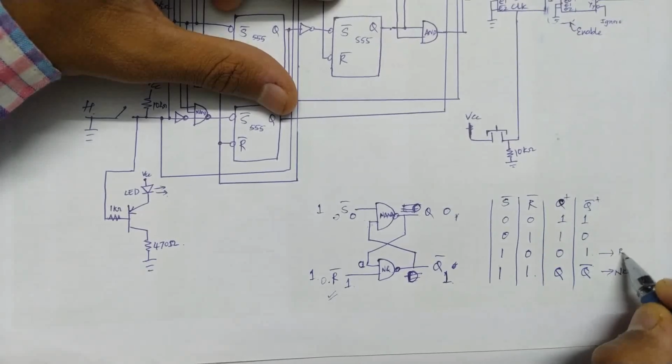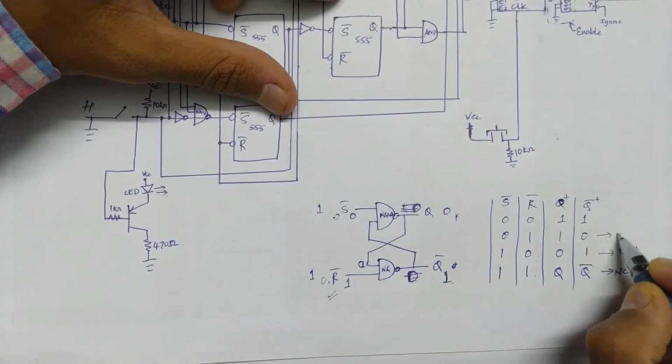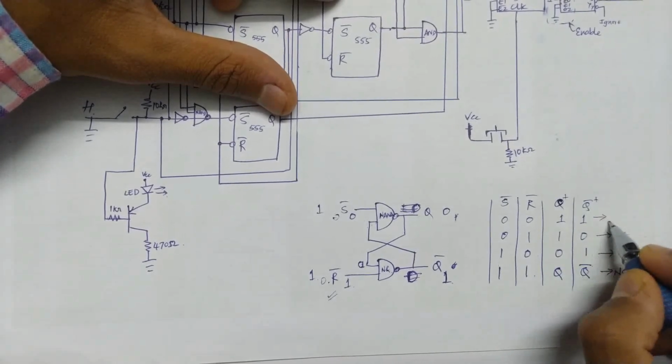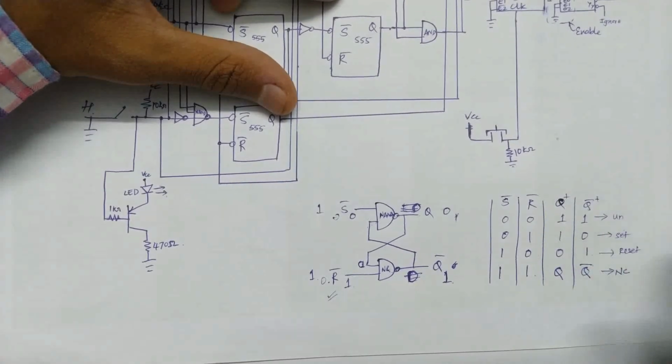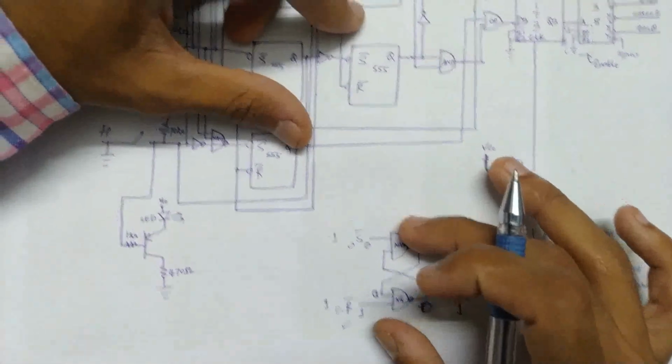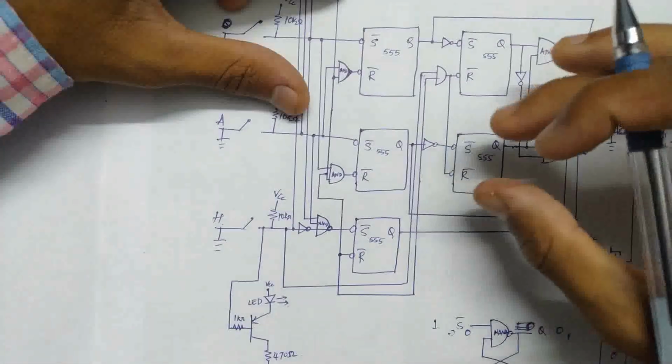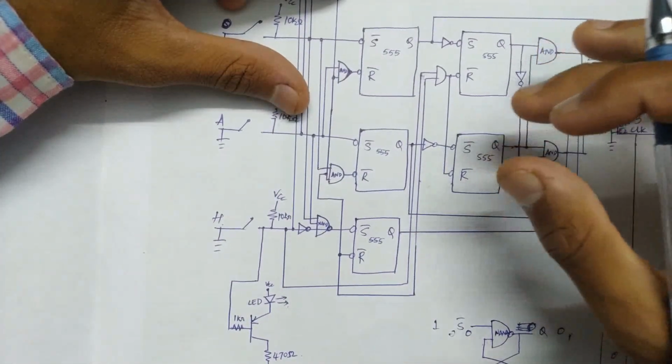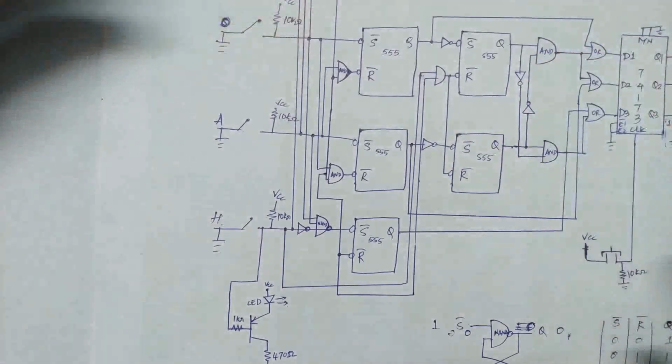This is the reset state, this is the set state, and this is the unpredictable state. So this is basically how an S bar R bar latch works, and this particular S bar R bar latch is already present in a 555 timer IC. Now how to convert a 555 timer IC into an S bar R bar latch?